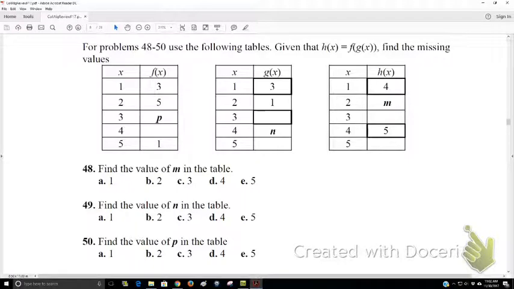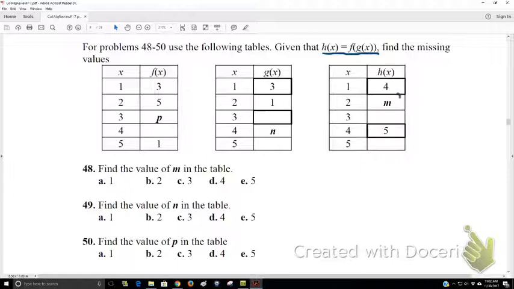For the following three problems, we are going to use the fact that h of x equals the composition of f and g, and the tables giving the functions f, g, and their composition h. So let's take a look at this first one. Number 48, we have to find the value of m.